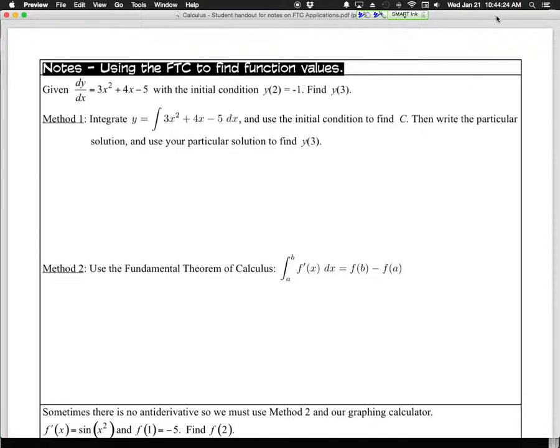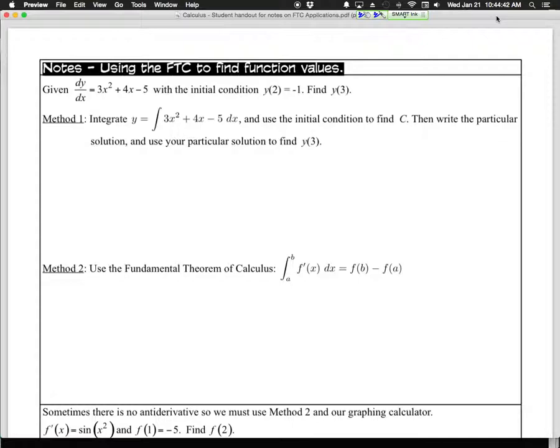Alright, so today we're looking at finding function values using the fundamental theorem of calculus. That's what we want to do today. So what do we mean by a function value? A y value. We're looking for a y value. So that's what we're doing today, finding y values using the fundamental theorem of calculus.